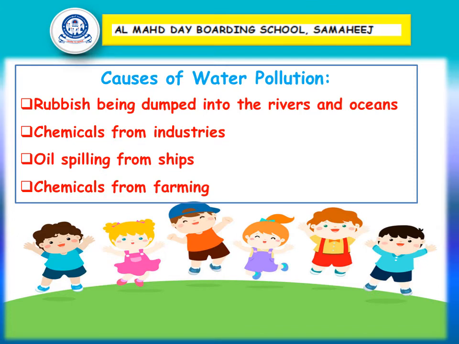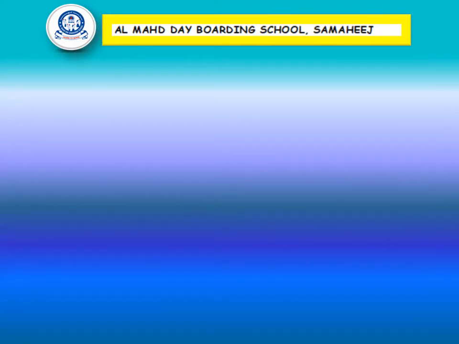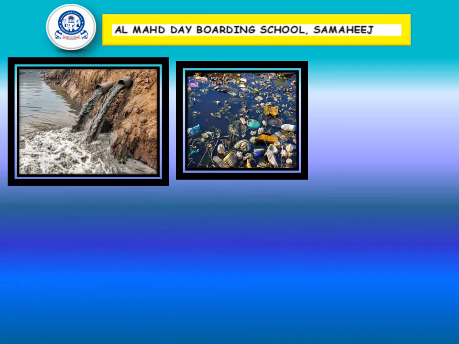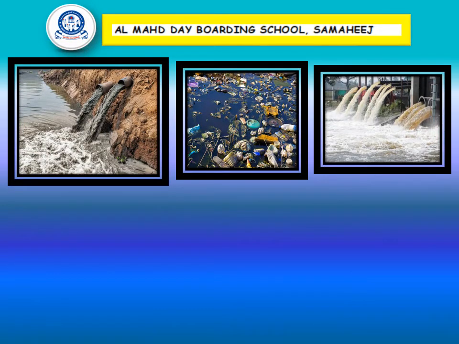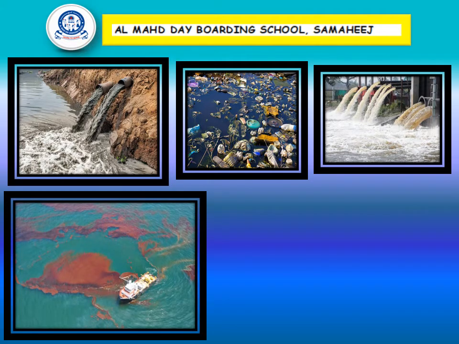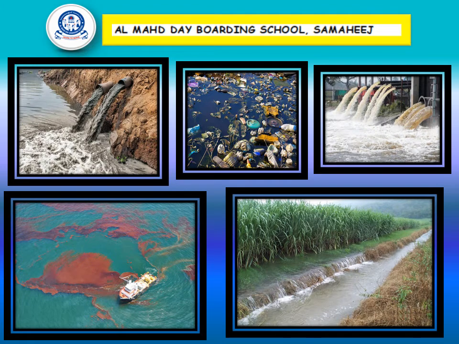Fourth, chemicals from farming, or the agricultural runoff that can be loaded with chemicals and synthetic fertilizer that can be absorbed into the ground and enters the bodies of water. So these are the causes of water pollution. Human activities can cause water pollution. Waters are being contaminated and polluted because of different human activities, like throwing garbage into the bodies of water, disposing chemicals from the factories and from the cities, oil spilling, and the agricultural runoff.